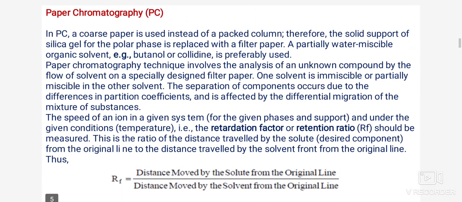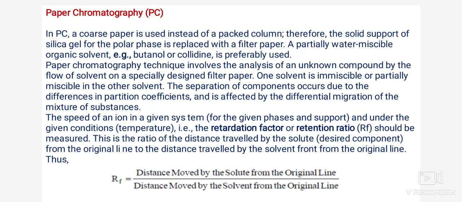Then the next one, that is paper chromatography. Paper chromatography is similar to thin layer chromatography and is also based on a principle, that is adsorption. Except that paper chromatography works based on the partition principle, where paper is made up of cellulose, which is a polymer of simple sugar or glucose.